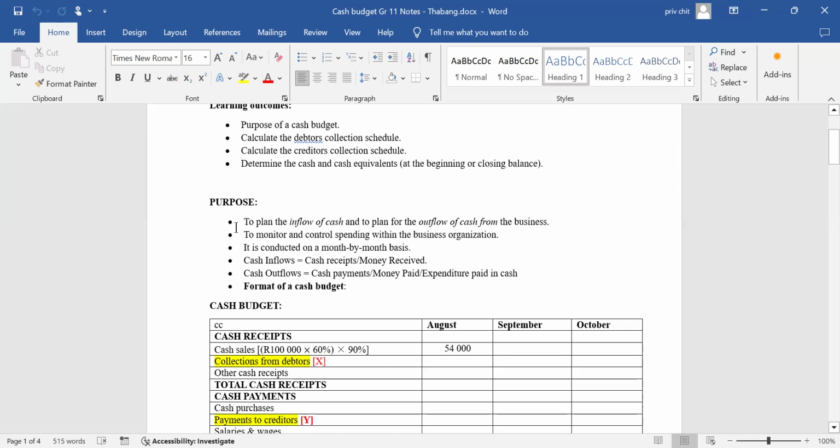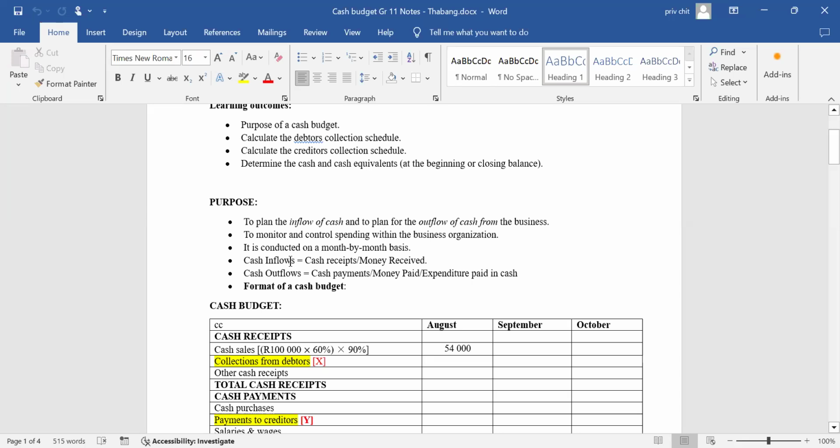So without further ado, let's begin to look into the purpose of a cash budget. Why do companies perform cash budgets? Number one is to plan the inflow of cash, as well as to plan for the outflow of cash from the business. In other words, to plan for their business expenditures. Number two, to monitor and control spending within the business organization.